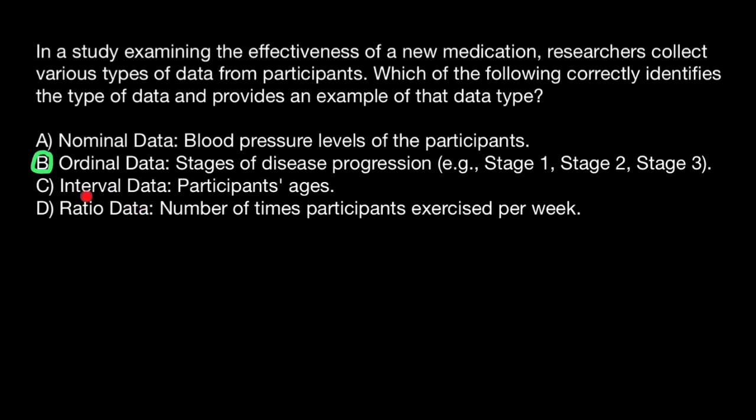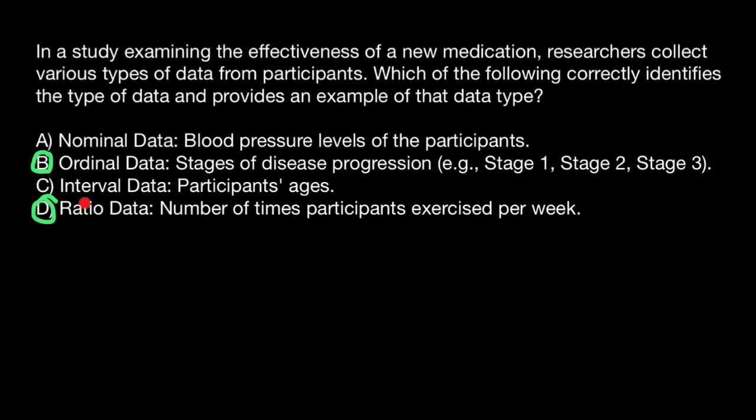And the last one, ratio data, number of times participants exercised per week. Ratio data are similar to interval data but have a true 0 point, allowing for statements of multiplicity. Number of times exercised per week is an example of ratio data because it has a true 0 point, not exercising at all. So this is also a correct statement.